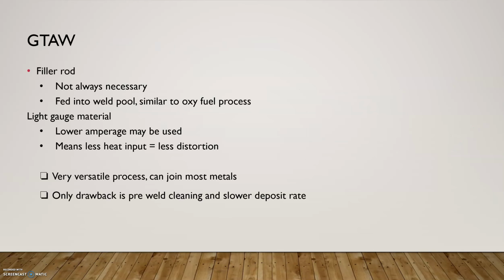For some joints, filler rods are not required. A joint done without the use of filler is called autogenous. You can use small tungstens at low heat, which helps to control distortion in light gauge materials.